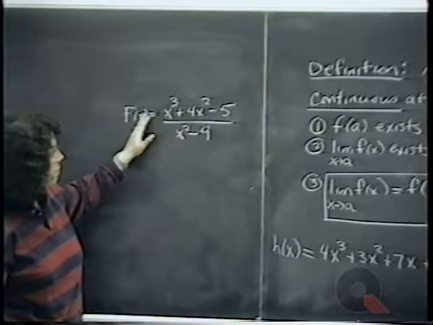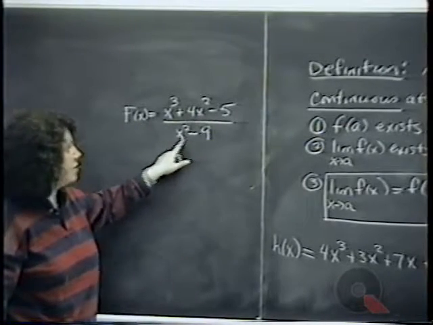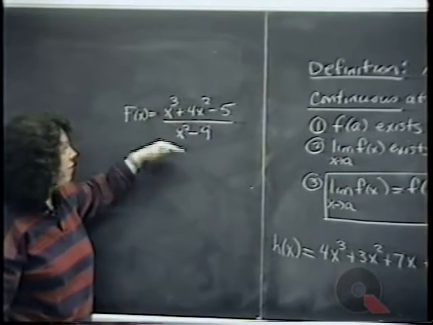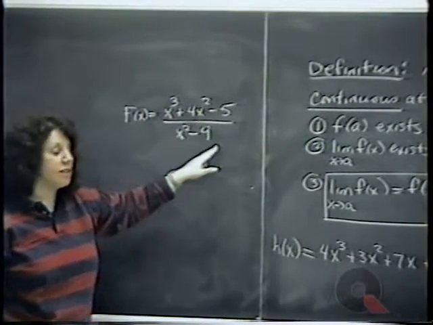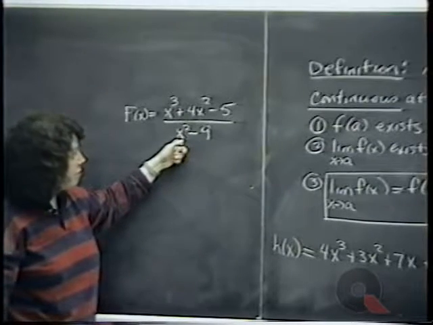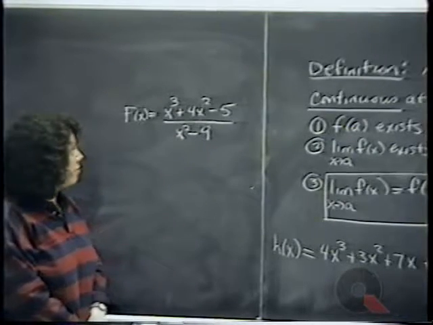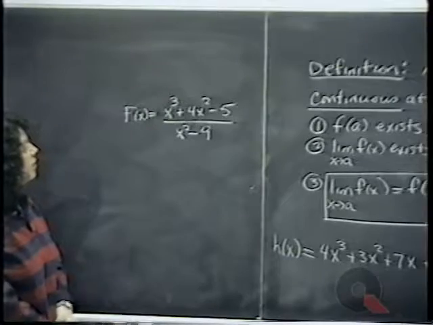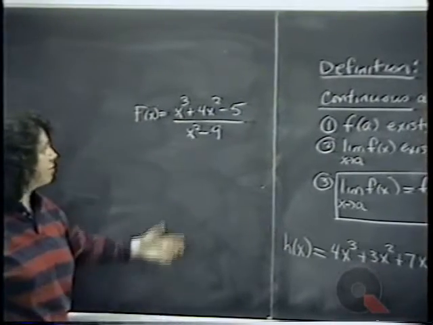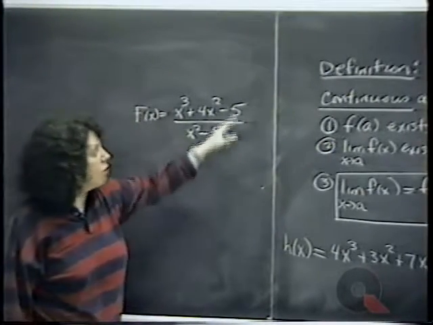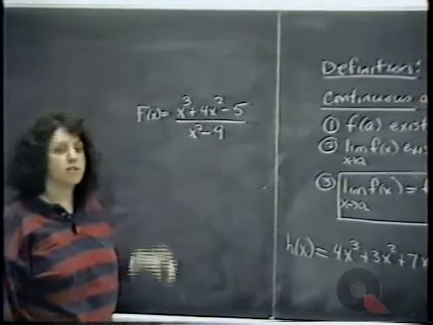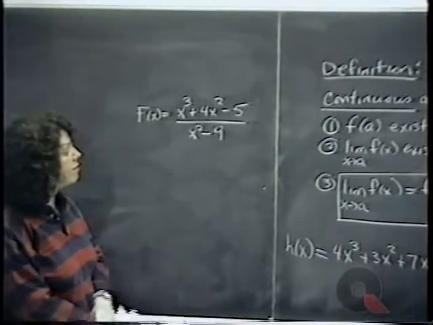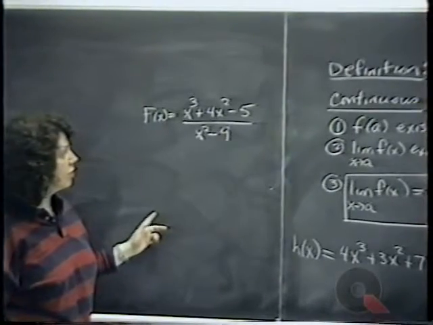This function will be continuous so long as the denominator is not 0. It's a rational function, the quotient of two polynomials. It's continuous so long as the denominator is not 0. So it's continuous everywhere except at 3 or minus 3. So should you want to find the limit, for example, of this function as x approaches 7, you would know that this function is continuous at 7 because it's continuous everywhere except 3 and minus 3. You'd be able to find the limit by substitution.